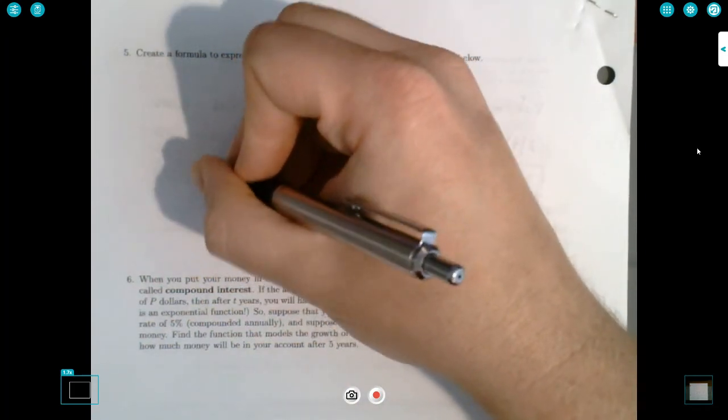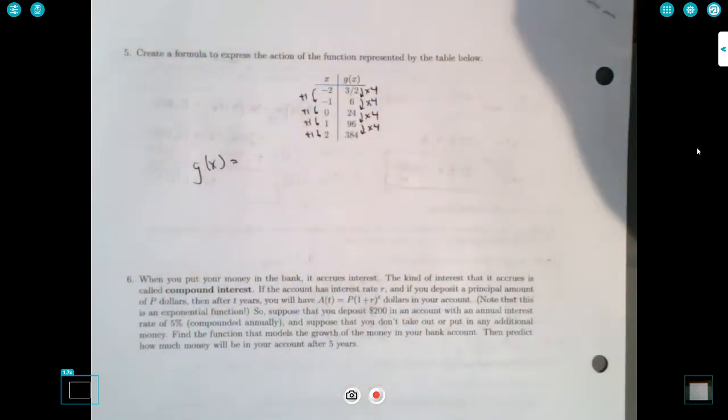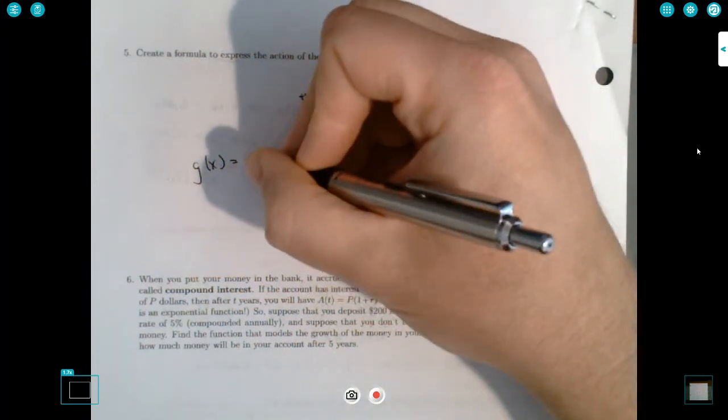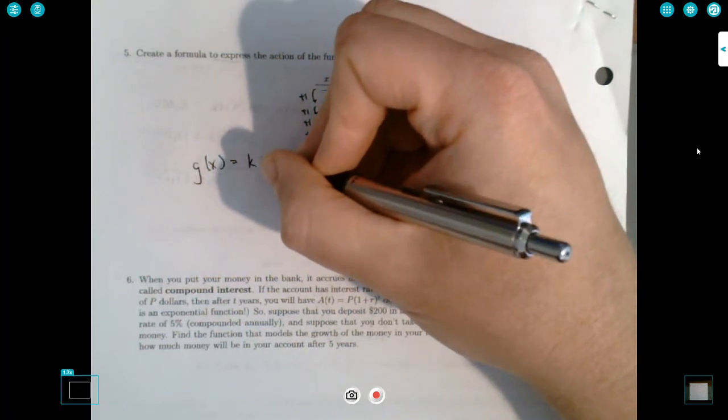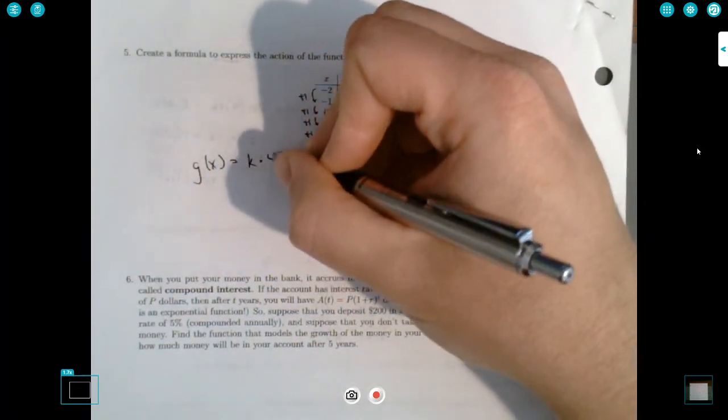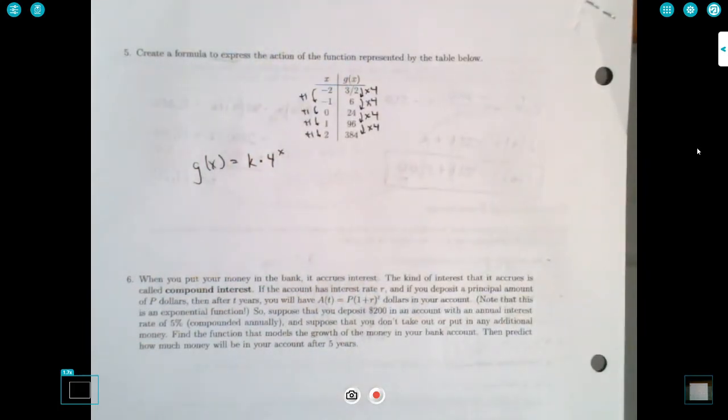Okay, so it looks like I'm multiplying by 4 each time. So my base is going to be 4. This function is called g, right? It's called g of x. I'm multiplying by the same amount each time, so this must be an exponential function. So it must have the form k times the base to the x power.